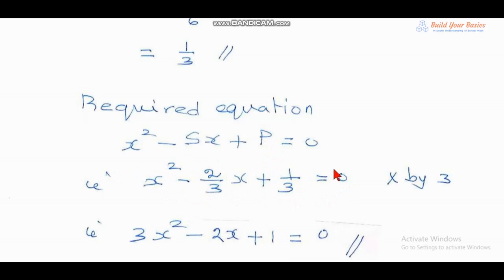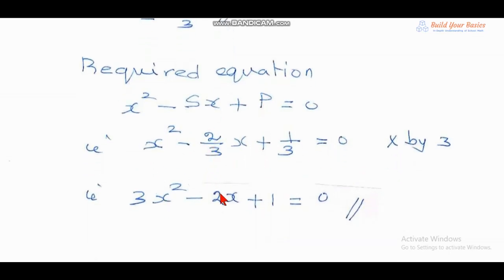We don't want fractions. To avoid the fractions, multiply throughout by 3. So 3x square minus 2x plus 1 equal to 0. That is the required equation. We have finished the sum.